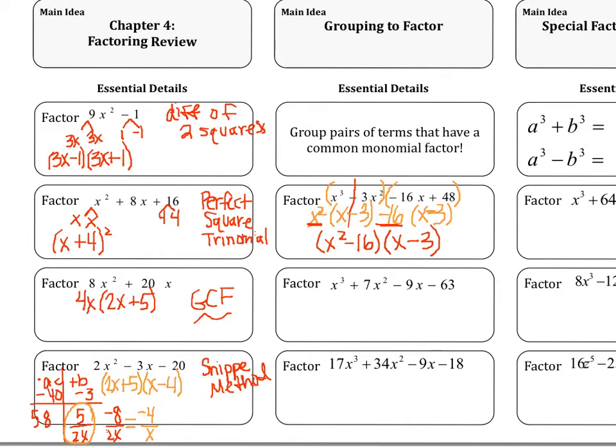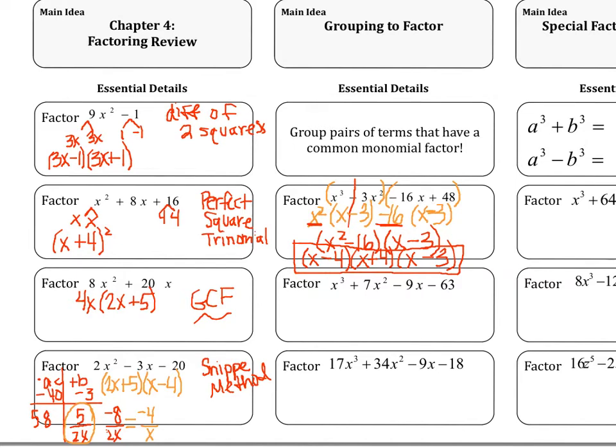Now I notice though that x squared minus 16, x squared and 16, they're both perfect squares. That's the difference of two squares. So we need to factor this one step further. It would factor into x minus 4 times x plus 4 times the quantity x minus 3. So that would be factored all the way. This is my final factored form right here. It's completely factored. We always have to make sure we're completely factoring these.